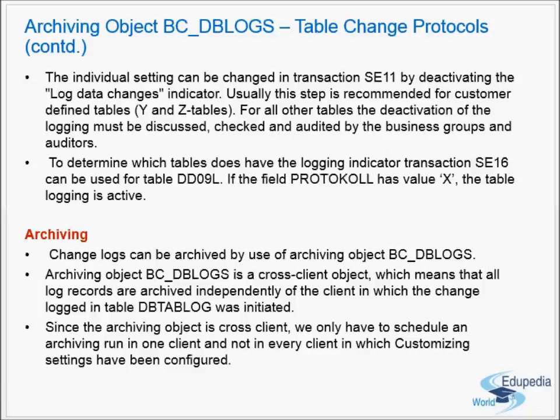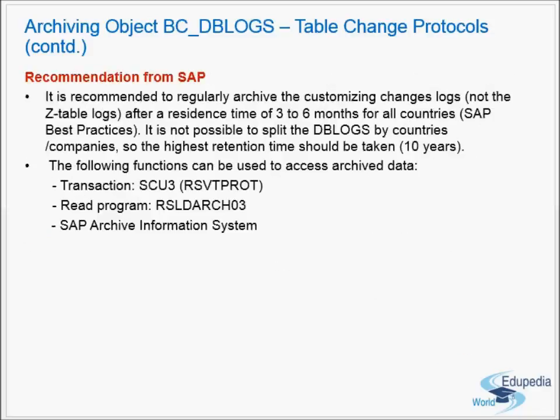Now the archiving object for this DB tab log table is BC_DB logs. This object is cross client, so we have to schedule only one archive job. And the other important thing is archiving can be initiated after 3 to 6 months. The retention period of the archive data is also important. SAP says please keep it for 10 years.